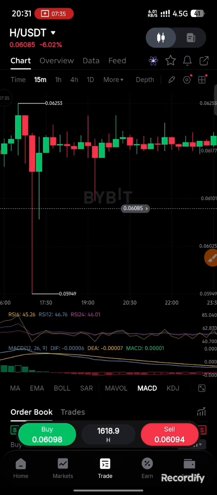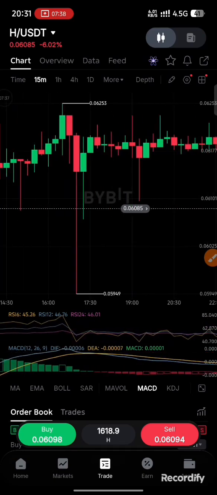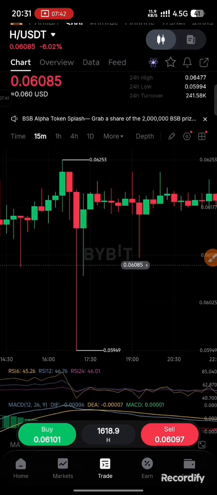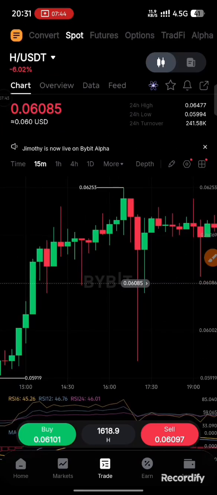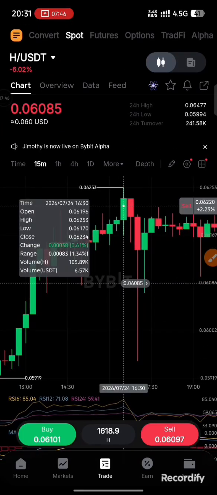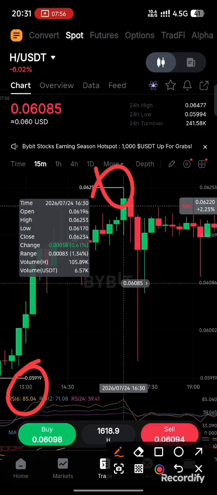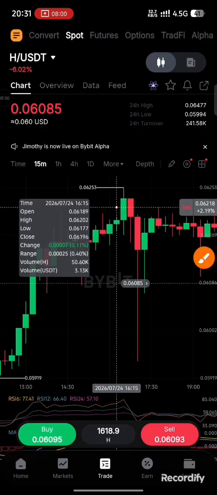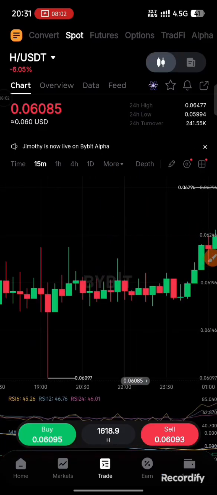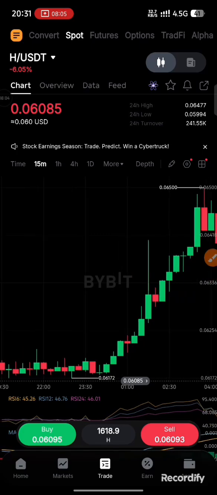So keep looking at it carefully. Watch closely for the MACD and the RSI before you dive in. When you take it to this level and you realize that the RSI has already crossed 80, then it's time to sell. When you sell, wait for another opportunity. Let's roll up. Wait for another opportunity for you to dive in.